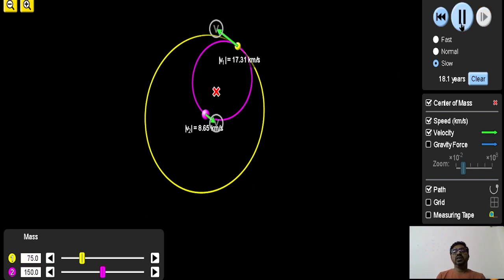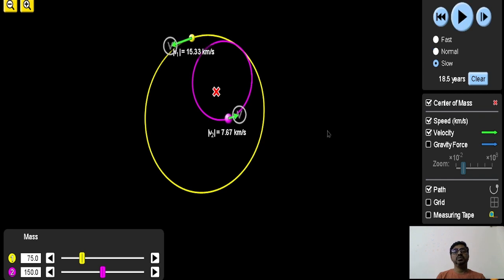Fine. So when they go to some other location, let's observe them and see the speeds. Let me stop over here and observe it. Now you see 15.33 and this is 7.67. So again you see it is almost like a 1:2 ratio.